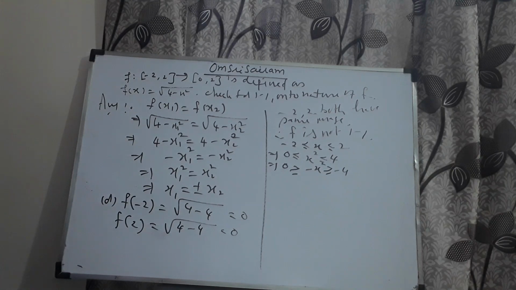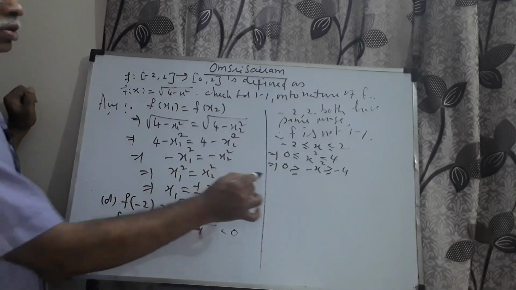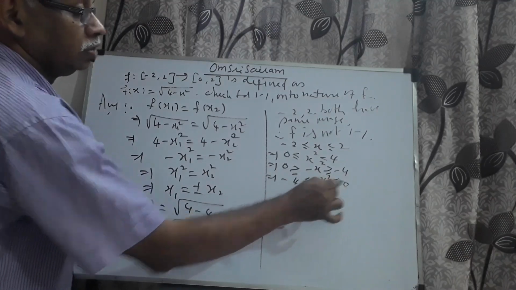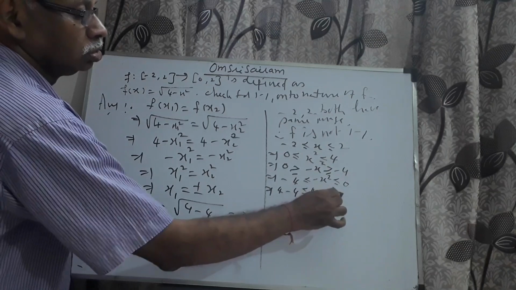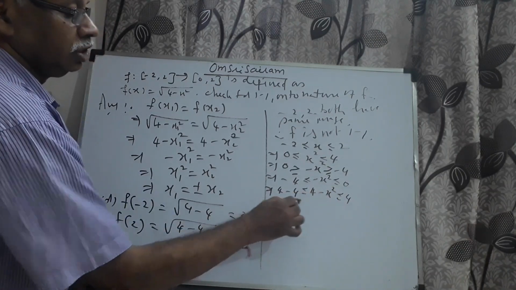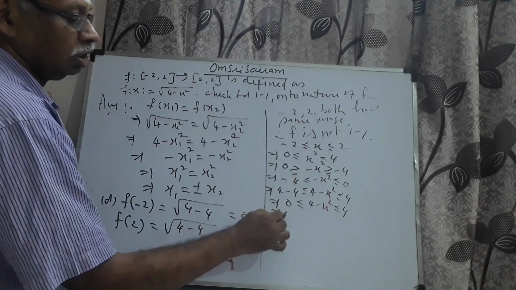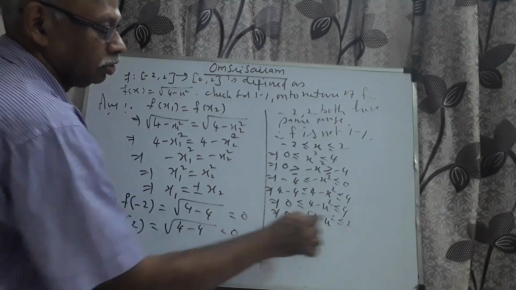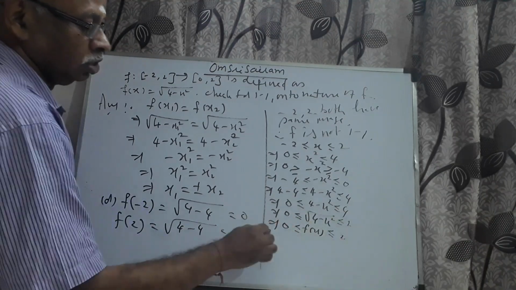Multiplication by a minus sign will interchange the inequality. Less than becomes greater than, greater than becomes less than, which will imply minus 4 less than or equal to minus x square less than or equal to 0. Adding 4 throughout, I end up with 0 less than or equal to 4 minus x square less than or equal to 4. Taking square root, 0 less than or equal to root of 4 minus x square less than or equal to 2. Therefore, 0 less than or equal to f of x less than or equal to 2.